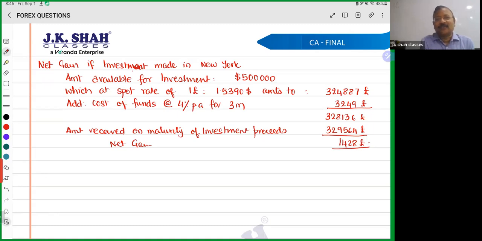Convert $5 lakh into pound, calculate interest on pounds and compare with interest gained on dollars after converting. Vishaka, is this what you meant? Yes, good. Shashank, is this what you meant? Cost of fund company is to be found out, it needs to be converted into pounds. Okay, right. Fine.